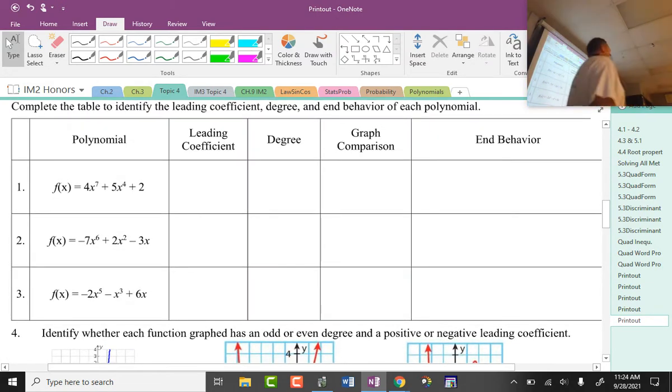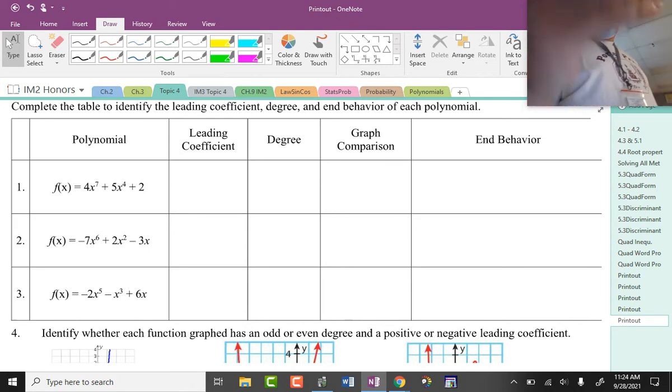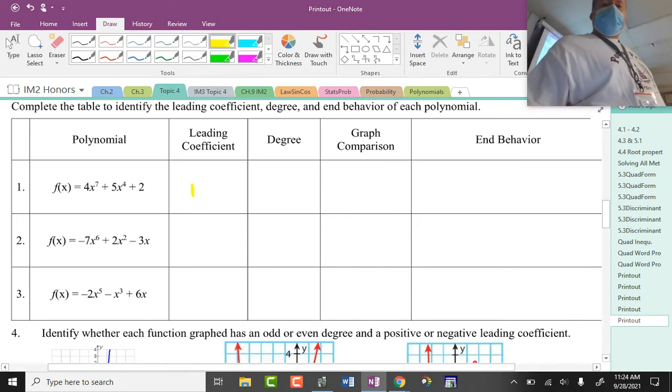But here we go. What's the degree of the first one? 3, 2, 1, go. 7. What's the leading coefficient? 3, 2, 1, go. 4. So now this is going to go fast. Leading coefficient is 4, and the degree is 7.